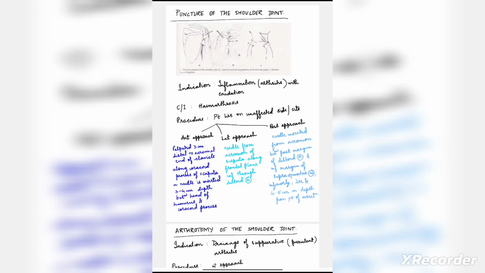Everyone, today we will start the topic of operations of the upper limb. So, first topic is the puncture of the shoulder joint. The puncture of the shoulder joint is done because of inflammation with exudation. Contraindication is hemarthrosis. And what is the procedure? Patient lies on the unaffected side or he sits.